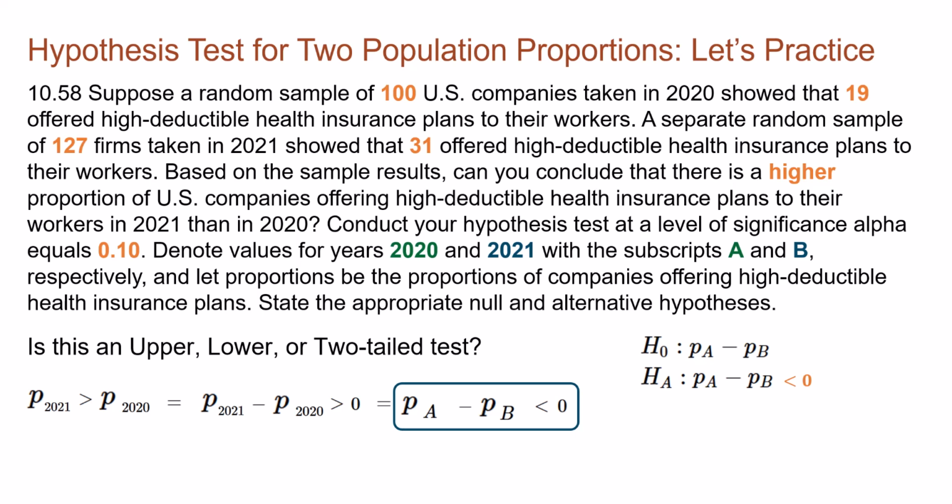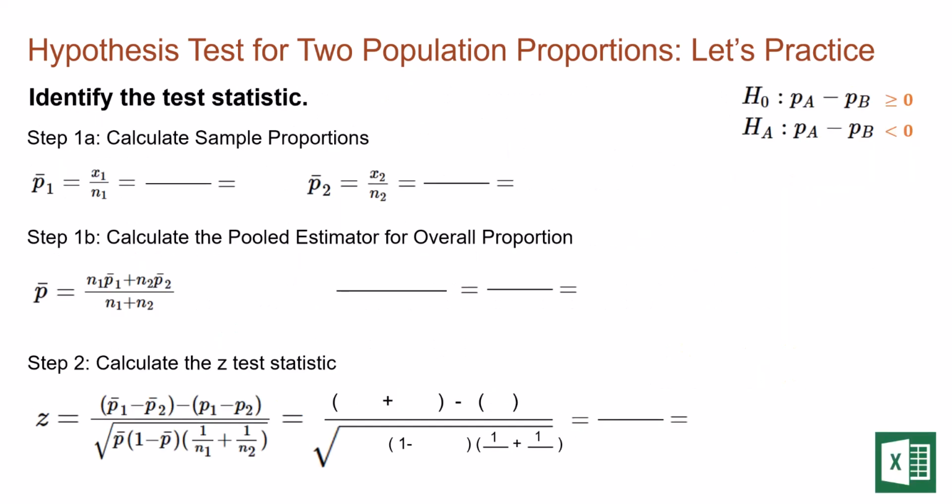We know that the null hypothesis will always have the equality sign in it, and it's going to be the opposite of the alternative hypothesis. So we can go ahead and plug in greater than or equal to zero for the null hypothesis. Finally, since the sign is pointing to the left for the alternative hypothesis, we know that this is a one-tailed lower test. Now we're going to calculate the z-test statistic.